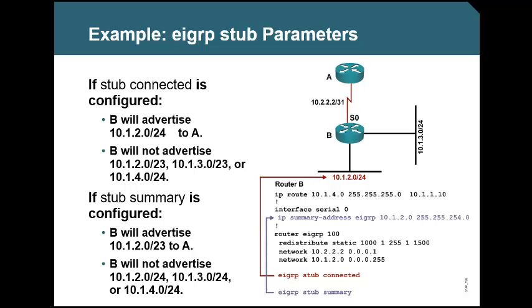So for stub summary, it will advertise the summary route, only the summary route, not the connected. Connected is /24, but summary is /23. It advertises /23, not /24, even though the /24 is directly connected. Shivaram, Joseph, any question on this page?